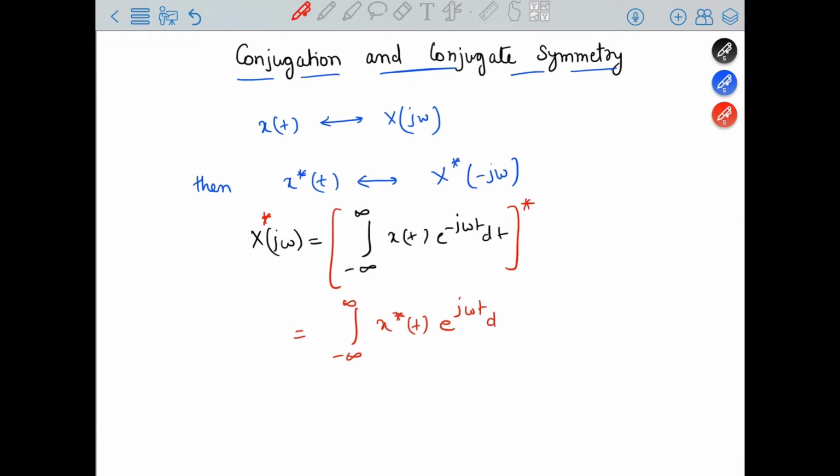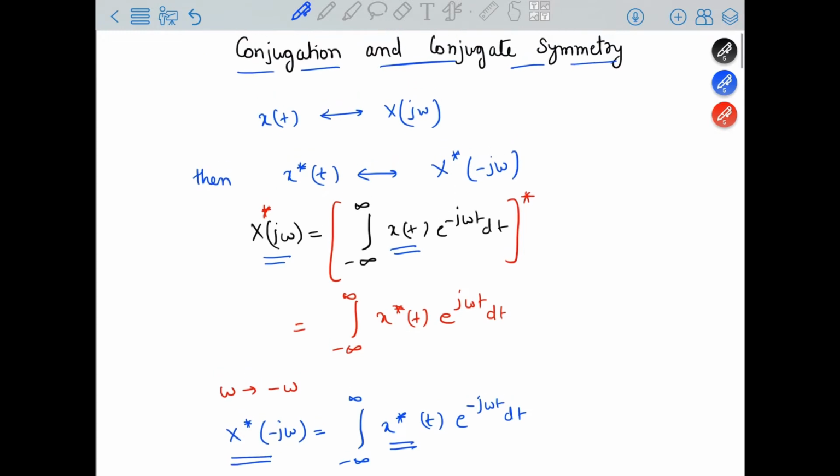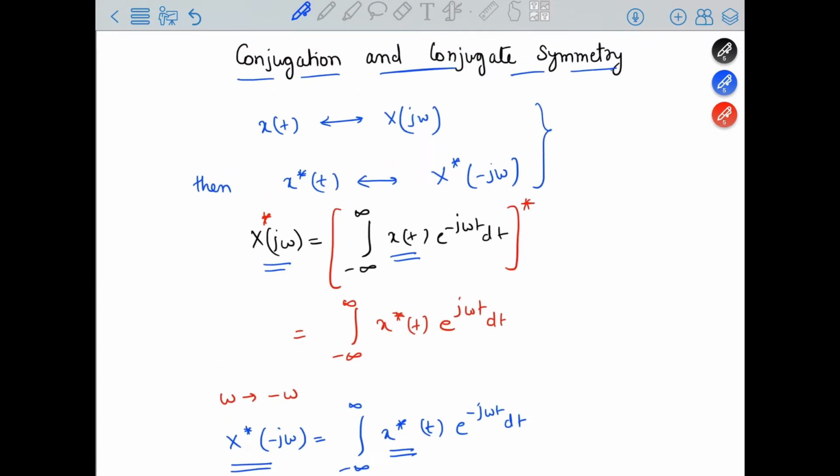j omega t dt. Now we'll replace omega with minus omega, and the output will be X star of minus j omega equal to the integration from minus infinity to infinity of x star t e raised to the power minus j omega t dt. So from the property we have seen, if x(t) is the signal, then X(j omega) is the Fourier transform, and if x star is the signal, then the output will be X star of minus j omega, and that was the property which we have stated. So this is the property of conjugation.